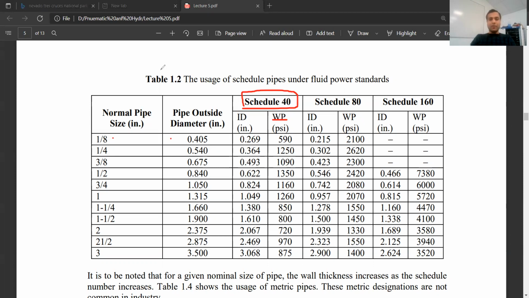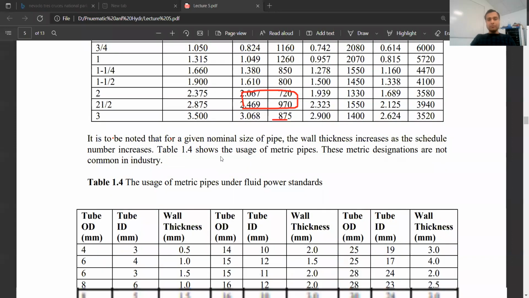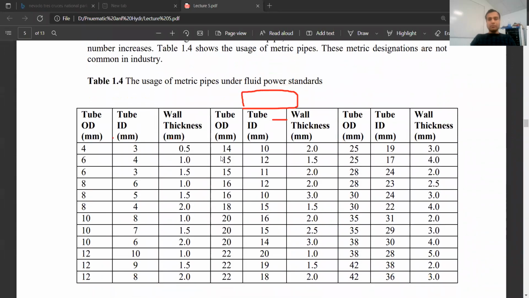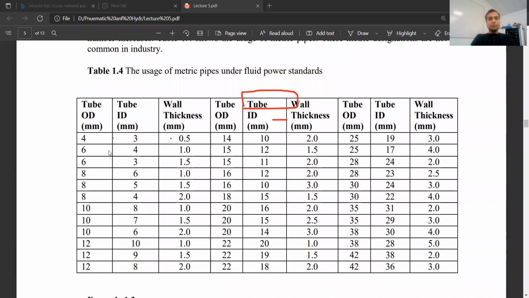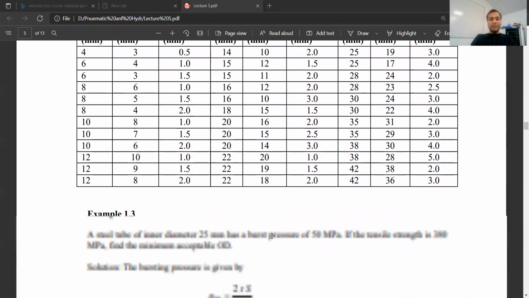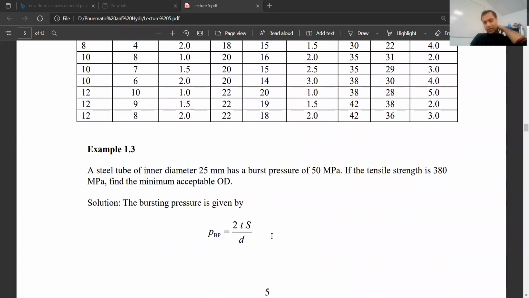Okay, same thing here. So this is just in the metric system. That's it. Now let's have a look at one more question.